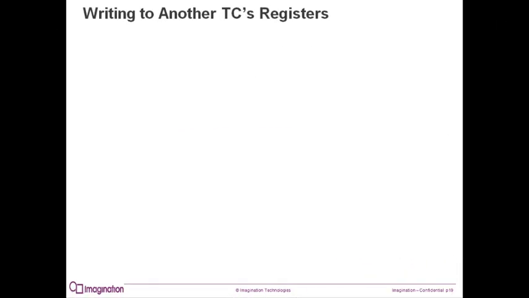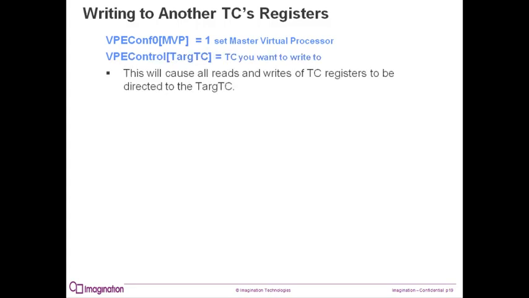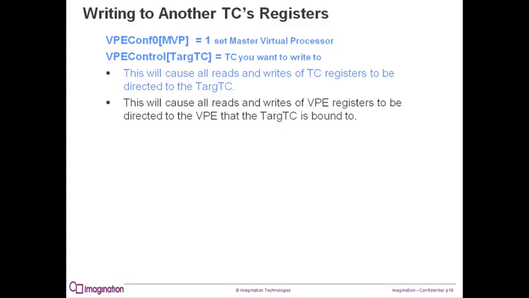During initialization, it may be necessary for the TC that is running the boot code to initialize the registers of another VPE or TC. There are two things that need to be done to be able to do this. First, set the master virtual processor bit in the VPE CP0 register. Then write the number of the target TC that you wish to initialize. This will cause the MTTR and MFTR instructions to read and write the target TC's registers. You can also write to the VPE registers that the target TC is bound to.